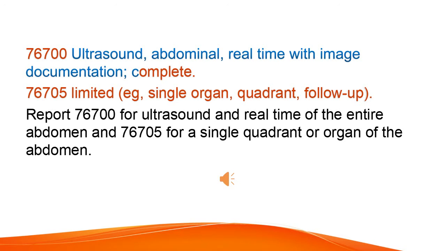Ultrasound, abdominal, real-time with image documentation, complete. Limited, e.g., single organ, quadrant, follow-up. Report 76700 for ultrasound and real-time of the entire abdomen and 76705 for a single quadrant or organ of the abdomen.